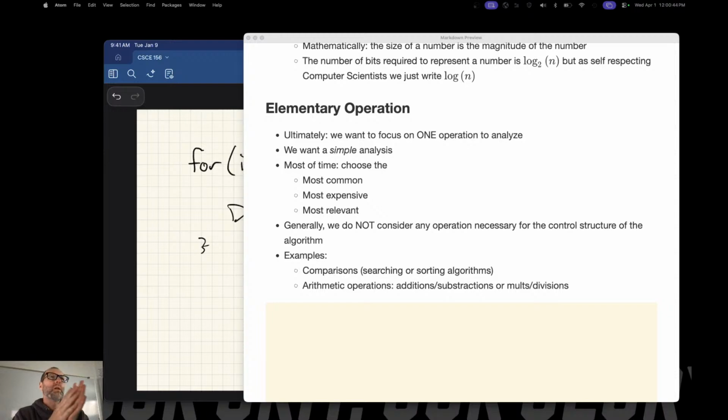Think about what is a subtraction? It's an addition of a negative number, right? What is a division? It's the multiplication of a reciprocal, right? So subtractions and additions, those are the same. Multiplications and divisions are the same. But what about, say, additions versus multiplications? Those are not the same, right?